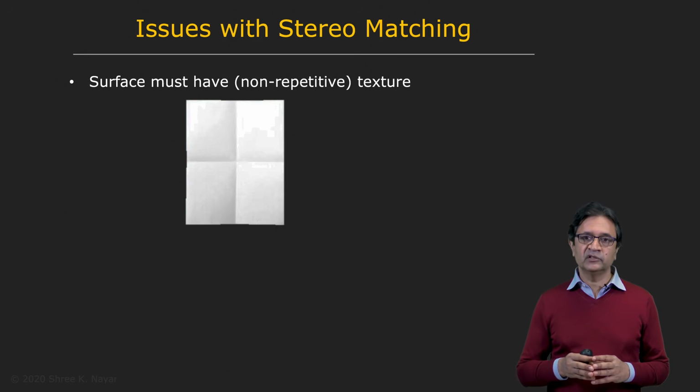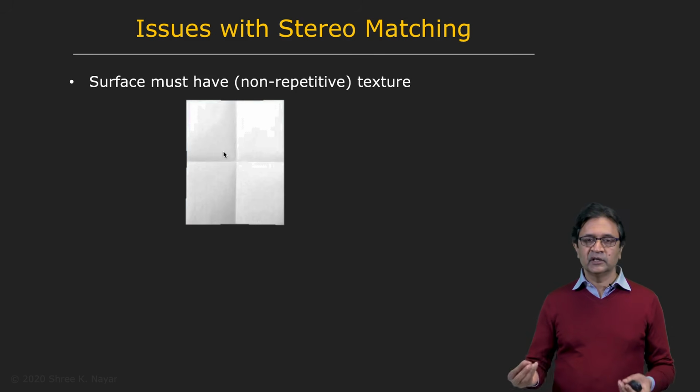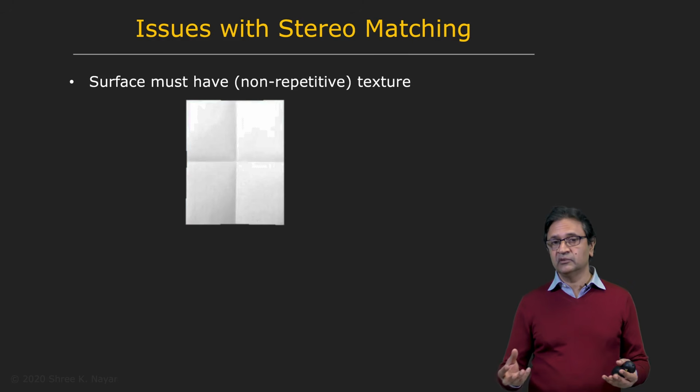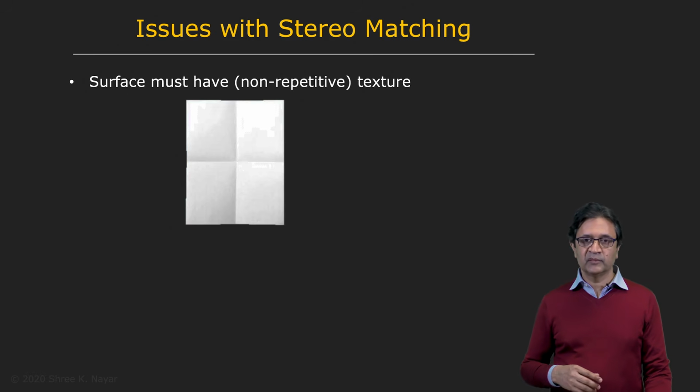First, we expect the surface to have texture. If you have a textureless surface, you have nothing to really match. In other words, in this case, you have a sheet of paper. When you're looking at these folds here, these creases, that could be a feature that you can match in the left and right image. But when you're looking at any small window within this more or less flat region, there's nothing to really match there. Or another way to look at it is that you're going to get many matches between the left image and the right image. So that's not good. You need texture in order to perform stereo matching.